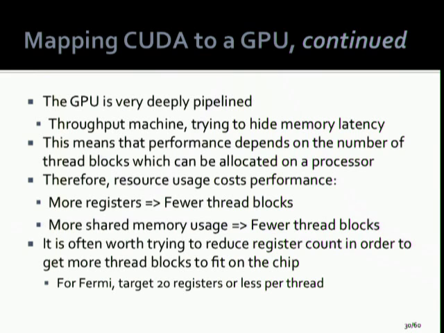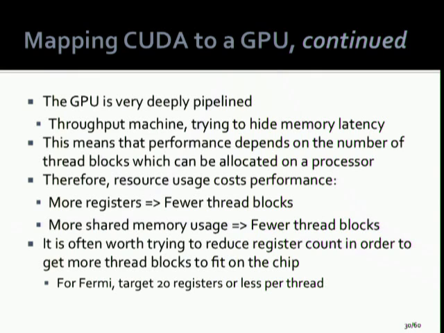We're not going to get as good performance. So the more registers that your program uses, the fewer thread blocks you can fit onto a core, and the less performance you'll get. The more shared memory each of your thread blocks uses, the fewer thread blocks you're going to be able to fit on the core because, again, it's a shared resource. And so, when you're doing CUDA programming, you're often going to try to reduce your register count by changing the way that you do some stuff to try to get more thread blocks to fit on the chip.